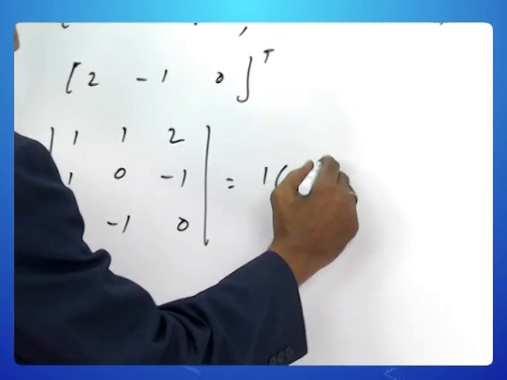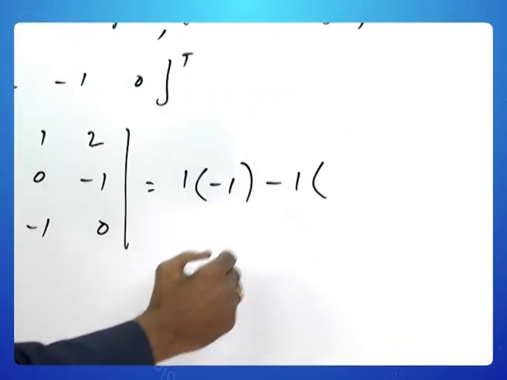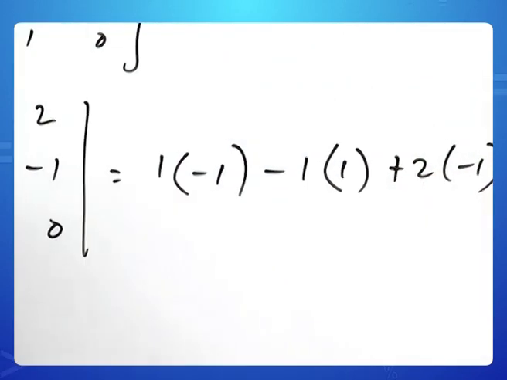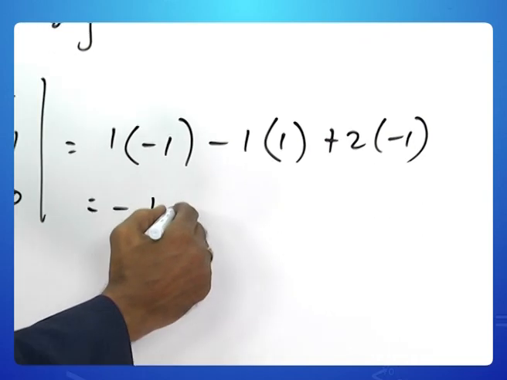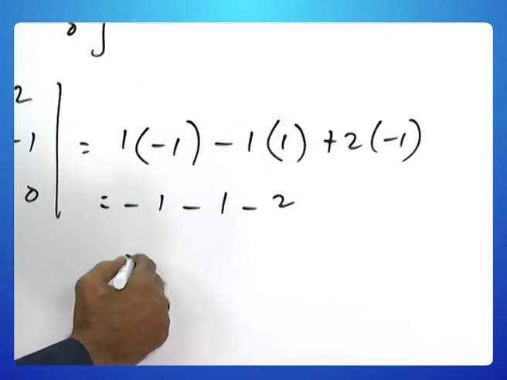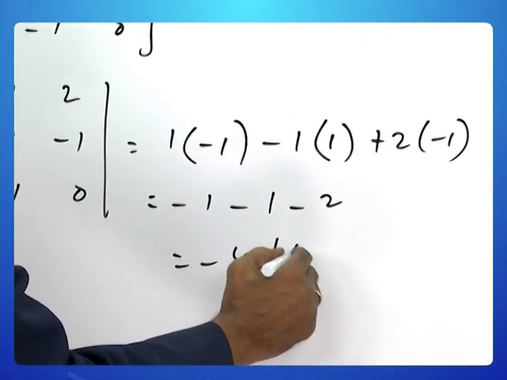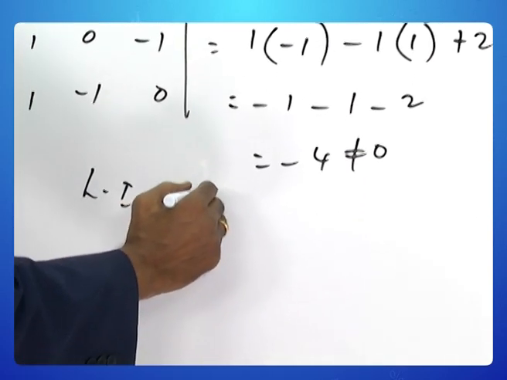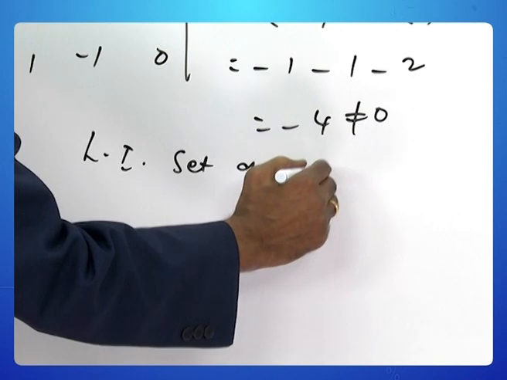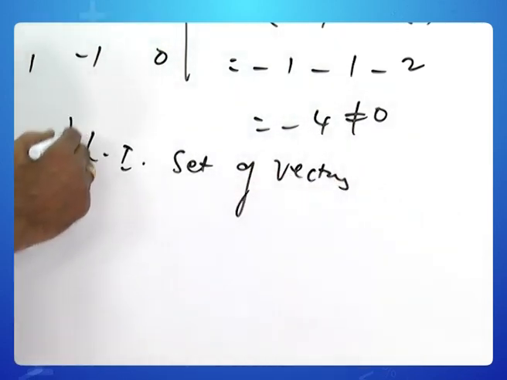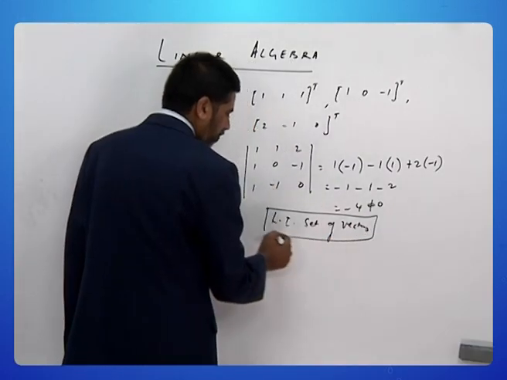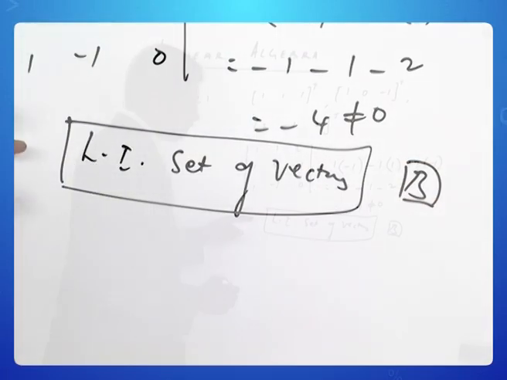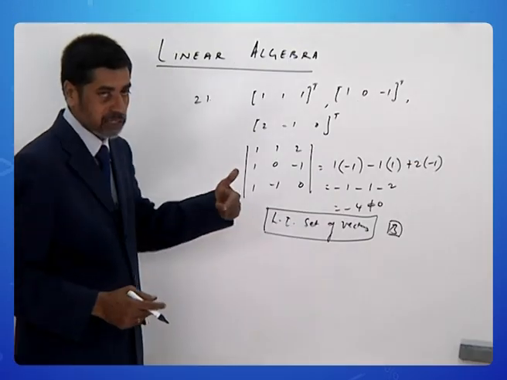So this will be minus 1 into 1 plus 2 into minus 1. So this will be minus 1 minus 1 minus 2 is equal to minus 4, not equal to 0. Therefore, this is a linearly independent set of vectors. And you can find that option B is available. Therefore, this can be given. Let us also look for other things.